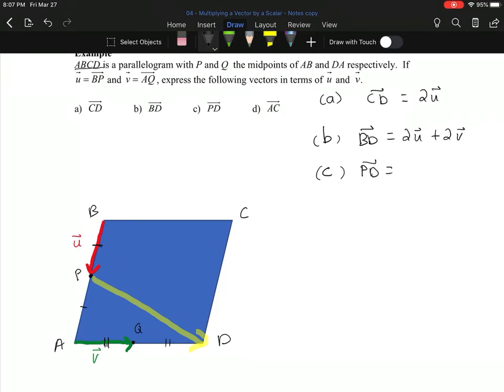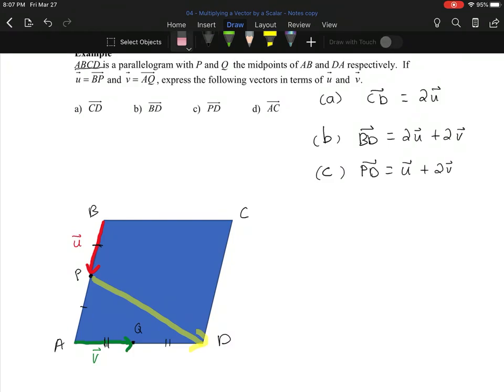So if I want to do just PD, I'm going to need only one U and then two V's. You see, P being the midpoint of there was a really big deal because it allowed me to go, oh, two U's goes all the way from B to A. I only need one U to go from P to A.